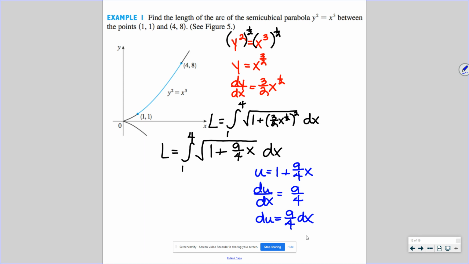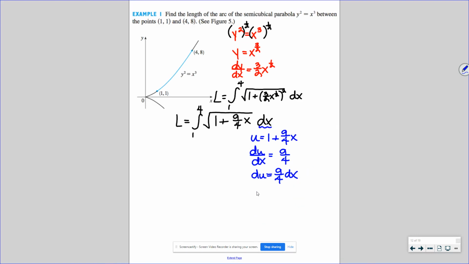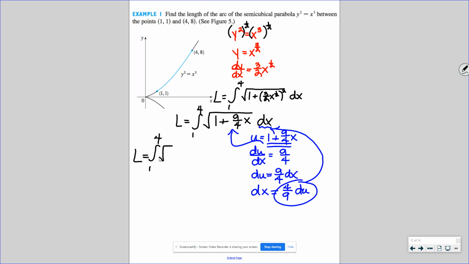Except in this case, we want to solve, oh wait, I forgot. We're solving for dx instead of du because that's what we're plugging in for. So other way. So this is going to be dx is equal to 4/9 du. Okay, so all of this here is going to go in place of dx, and then all this u values or stuff is going to go in place and change into u. So my integral is going to look like 1 to 4, radical u, and then we have 4/9 du.